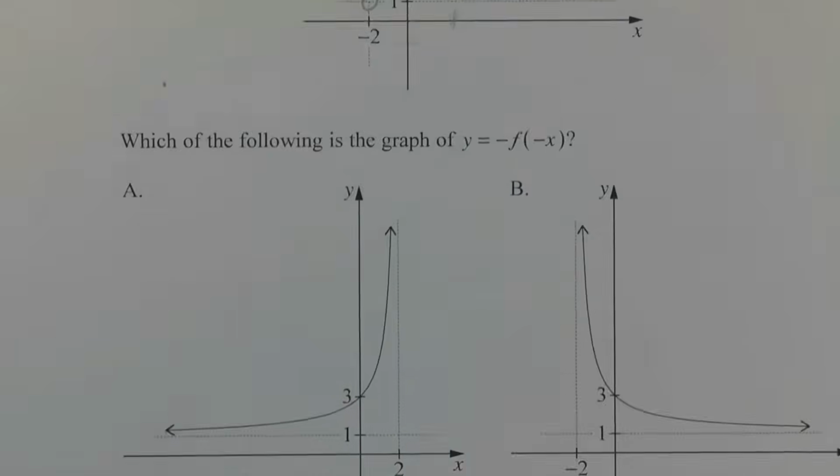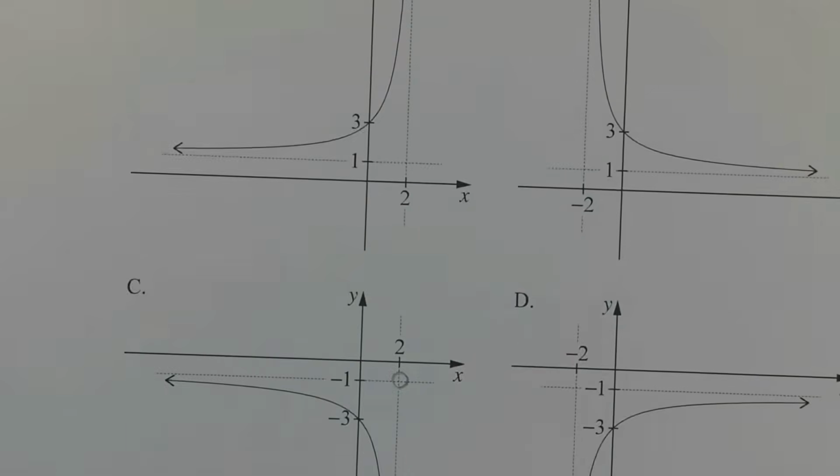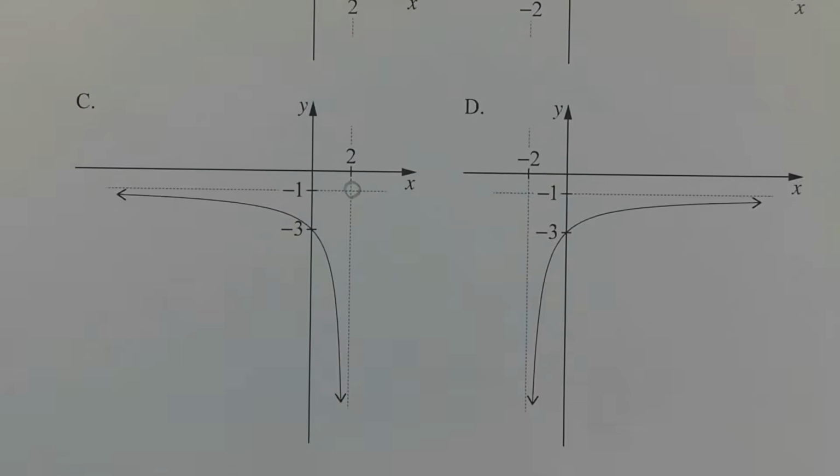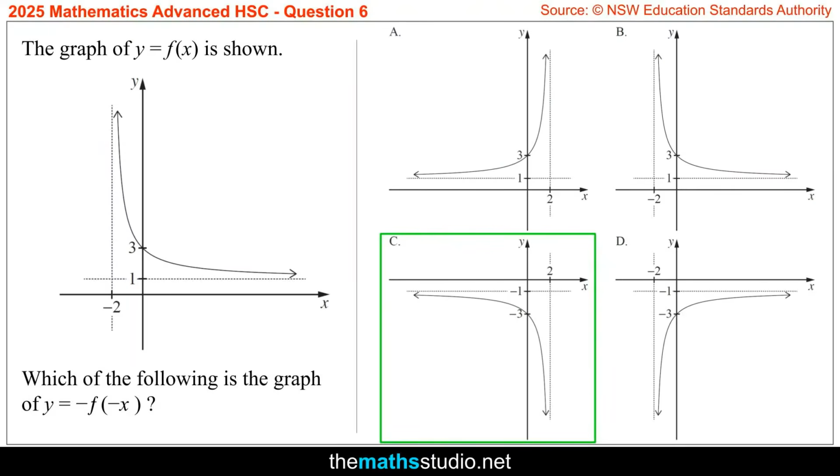So looking at all four options, the only option that shows that new point of intersection where it should be is option C. Here's the point of intersection of the two asymptotes at x equals 2, y equals negative 1.